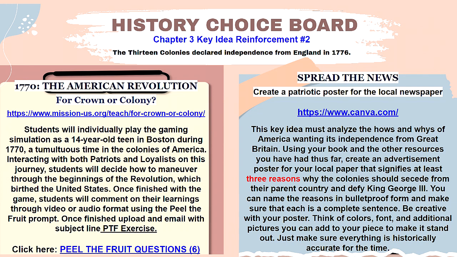The first one is gamification, a great interactive simulation called For Crown or Colony through missionus.org. Students will individually play the gaming simulation as a 14-year-old teen in Boston during 1770, a tumultuous time in the colonies of America. Interacting with both patriots and loyalists on this journey, students will decide how to maneuver through the beginnings of the revolution which birthed the United States. Once finished with the game, students will comment on their learnings through video or audio format using the Peel the Fruit prompt. Once finished, upload an email with the subject line PTF exercise.